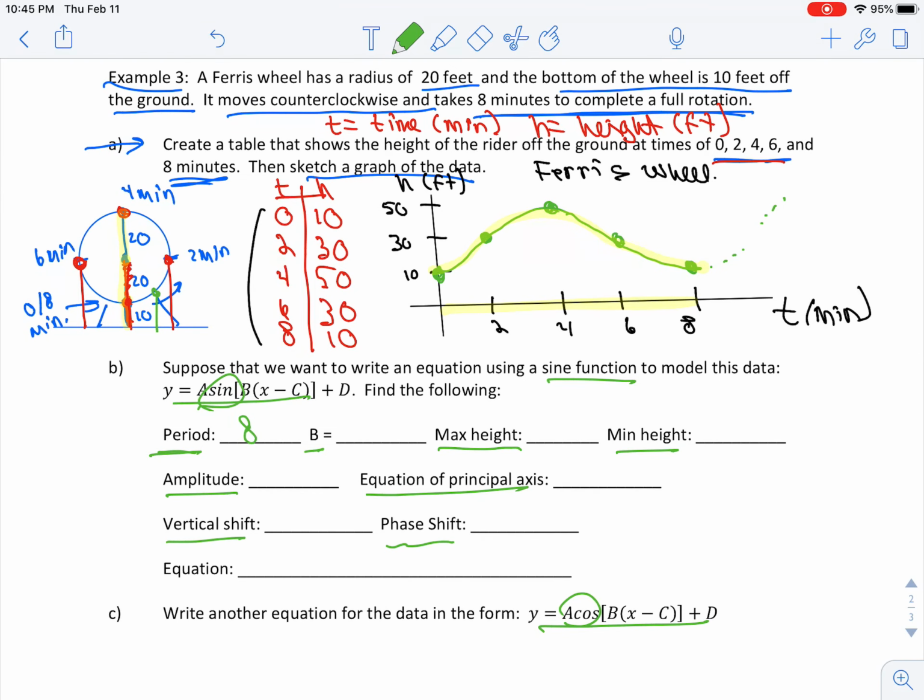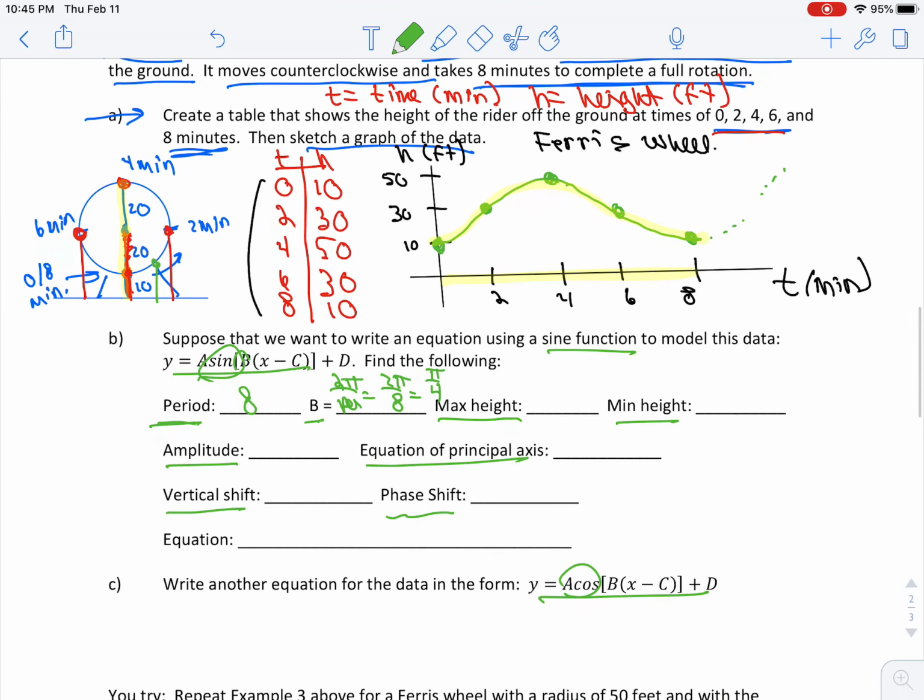For B, remember that the formula is that B is equal to 2 pi divided by the period. So it's 2 pi divided by 8, which simplifies to pi divided by 4. So that's going to be our coefficient of B that's going to go in here in front. The maximum height we can see is 50. The minimum height is 30. And so that tells us that the amplitude, which is the maximum minus the minimum divided by 2, is 20 divided by 2, which is 10.